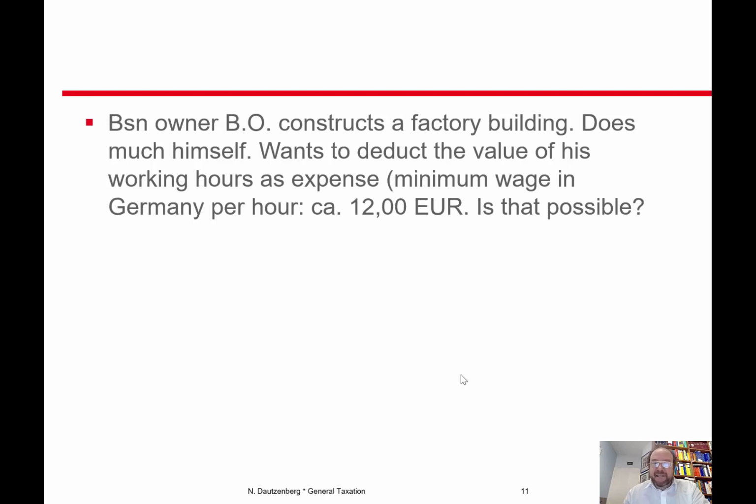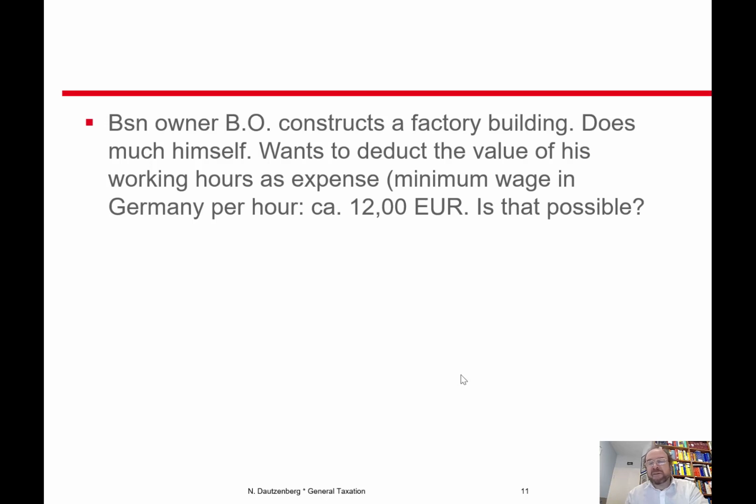Yeah, and here is again directly the next small question. A case again, but a very small one. Business owner BO, let's assume he is living at Kleve naturally, constructs a factory building, does much himself. So he buys raw material, but the working is done by himself, and wants to deduct the value of his working hours as expense.